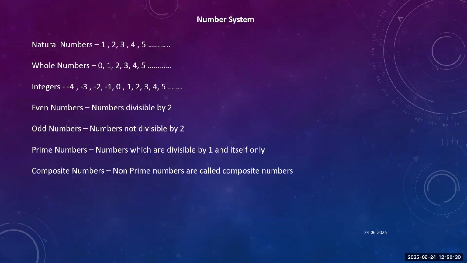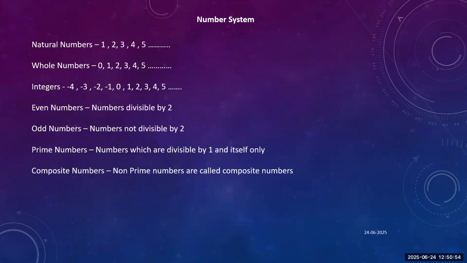Certain types of numbers which you will come across: natural numbers, all numbers 1, 2, 3, 4, 5. Whole numbers are natural numbers along with zero. See, natural numbers start from 1, 2, 3, 4, 5. Whole numbers are 0, 1, 2, 3, 4, 5. So it's the same, except for zero.